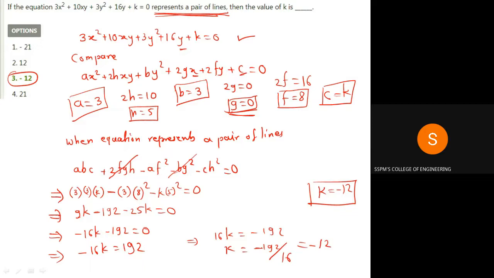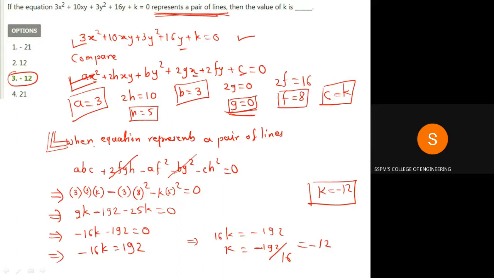Okay, you should remember the standard form first. You must have learned it by now. Ax square plus 2hxy plus by square plus 2gx plus 2fy plus c is equal to 0. This is the standard form, and you have to compare your given equation with the standard form and find the values of a, b, h, g, f and c. And now we have seen a few examples.